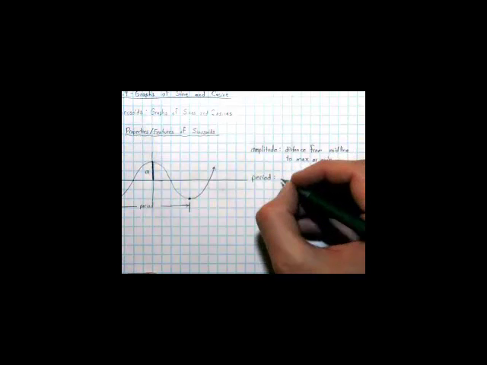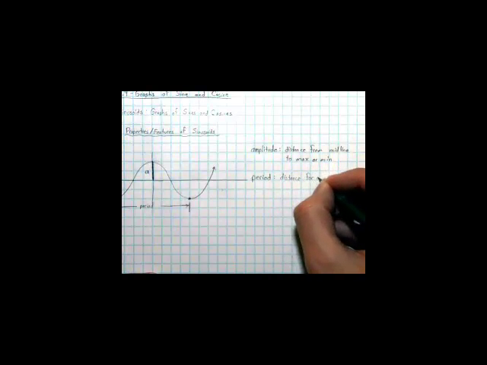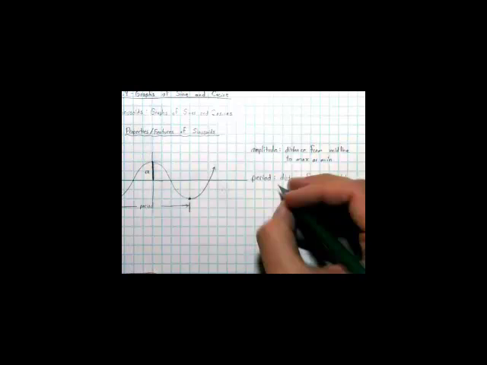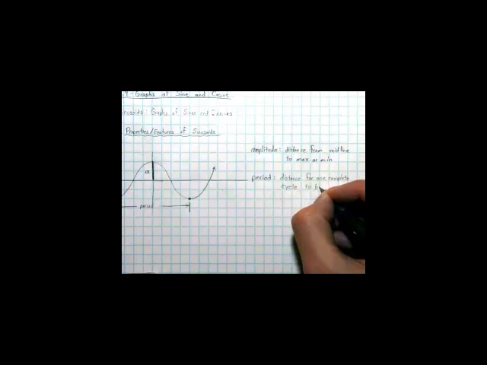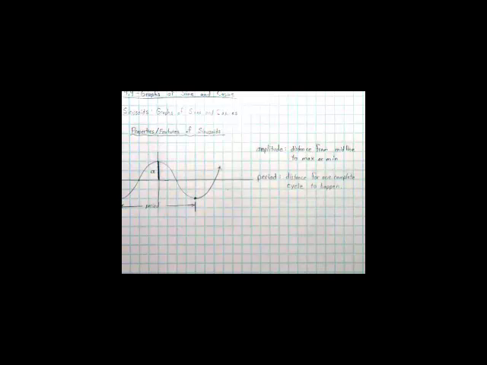So I'm going to say distance for one complete cycle to happen. And like I said, you could go min to min or max to max, however you want to do that. That's how you can measure the period. And we don't have just one little letter like the A for amplitude for period. We'll talk more about that later.